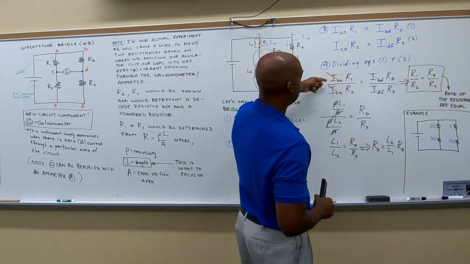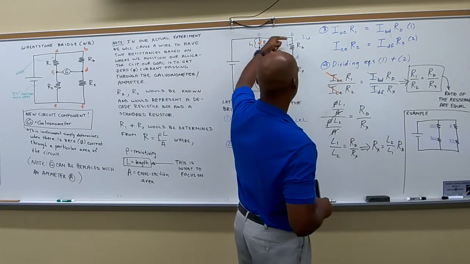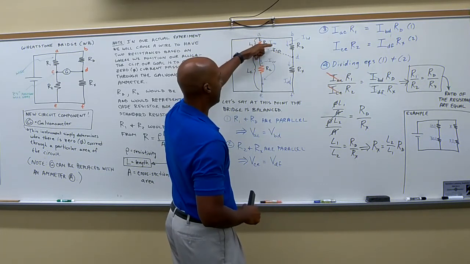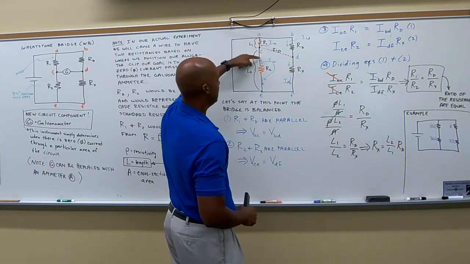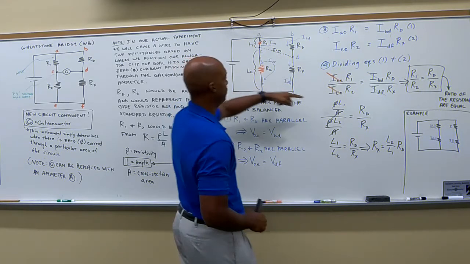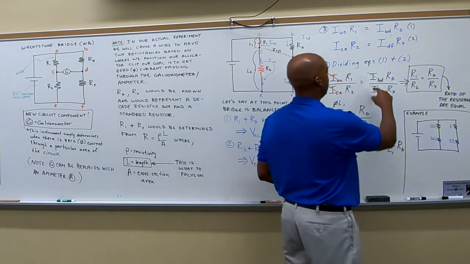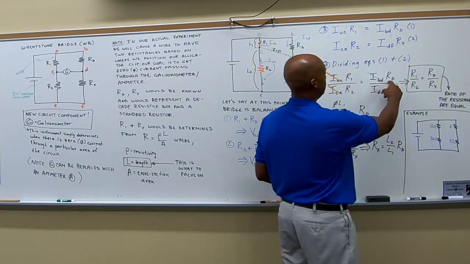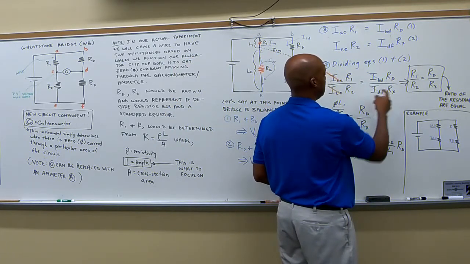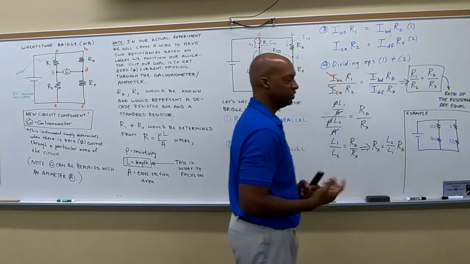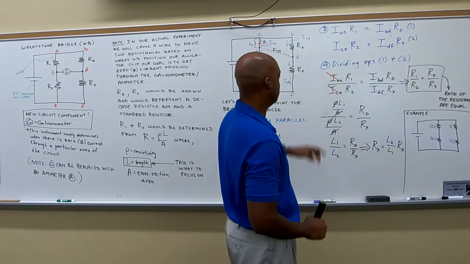And notice here, remember that the current going through resistor 1, which I call IAC, is the same as the current going through resistor 2. So those two cancel each other out. Likewise, the current going through resistor D, which is the decade box, and the resistor that's given are the same.